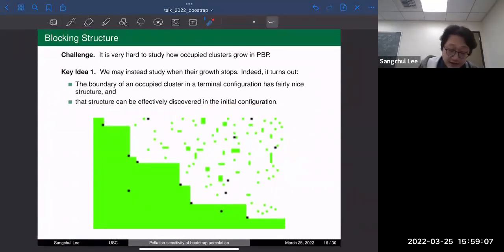So the question is now, I said that the boundary has a fairly nice structure, but what structure can we discover there?